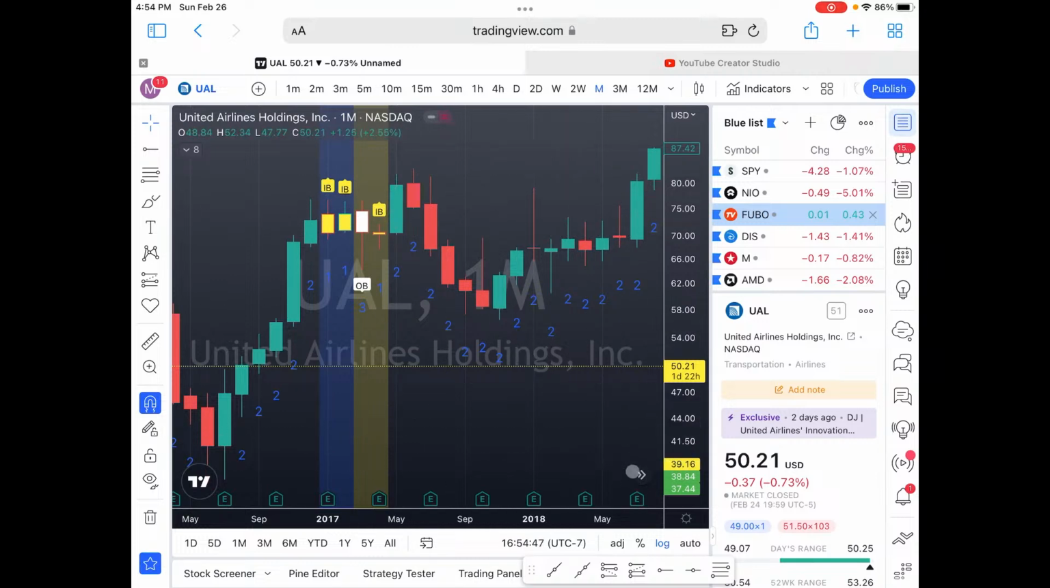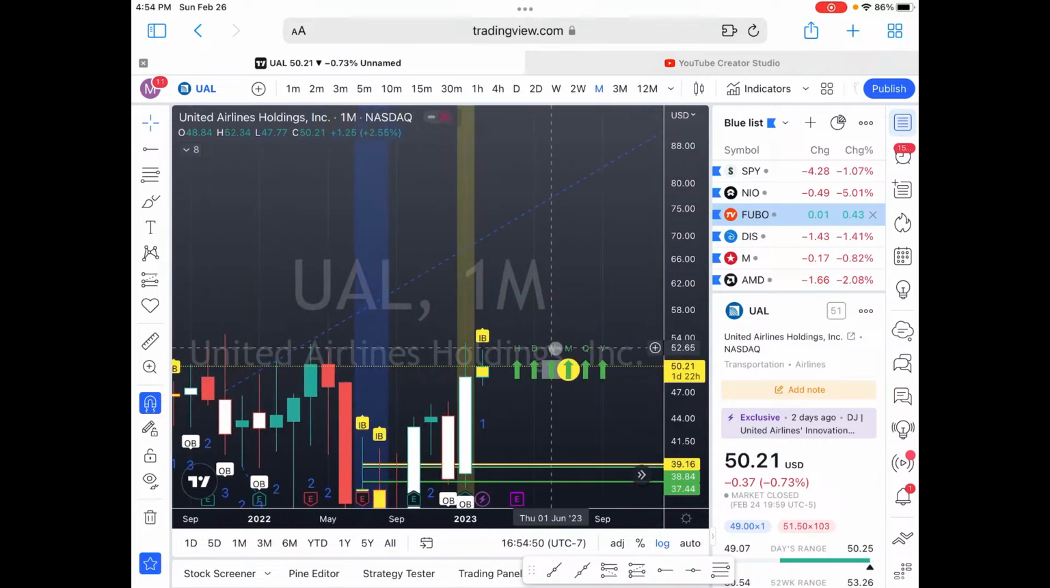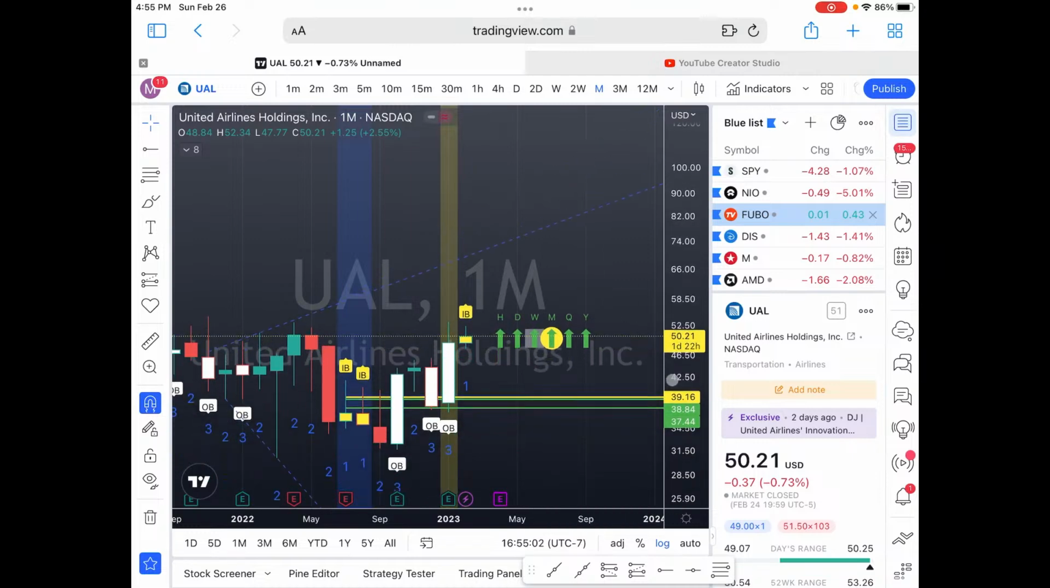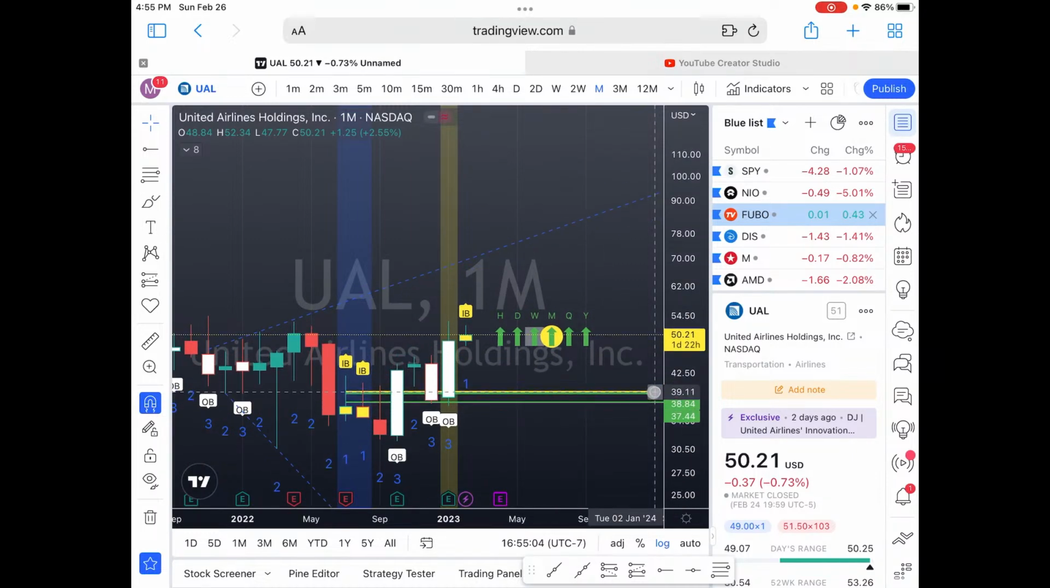So again, you can look for that on United Airlines Holdings for March if we don't break above 52.94 by Wednesday, okay? We can look for this 3-1 setup, full time frame continuity to the upside, and possibly trending up, okay?